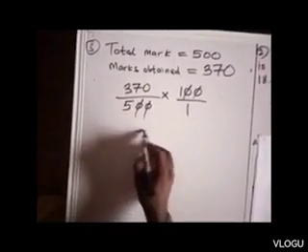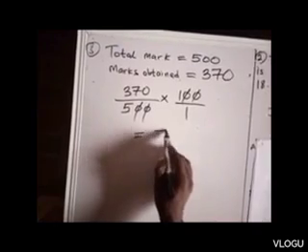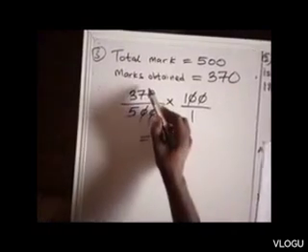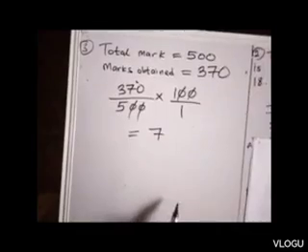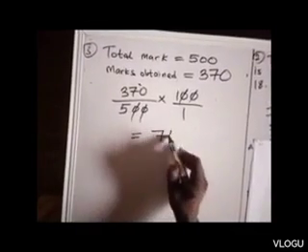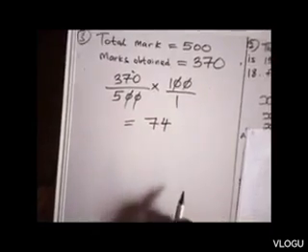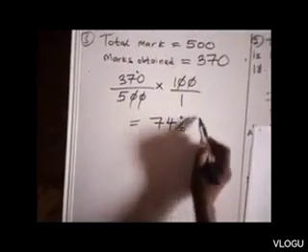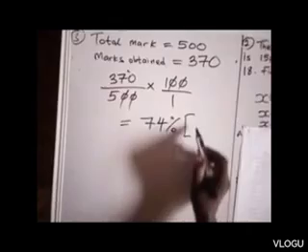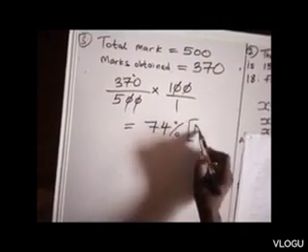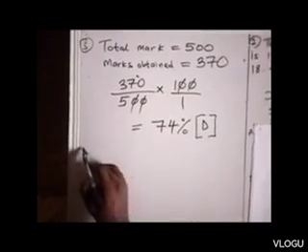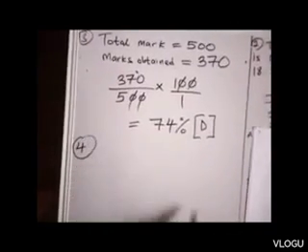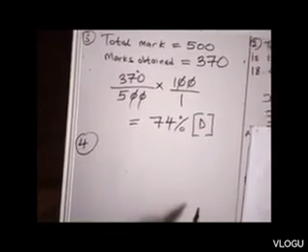Then we're having 370 divided by 5. 37 divided by 5 should give us 7, and we're having remainder of 2. Then 20 divided by 5 is 4. So that is 74%. And that is option D. Let's go to the fourth question.